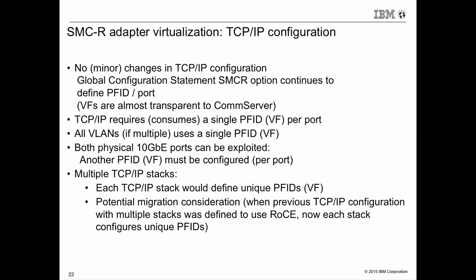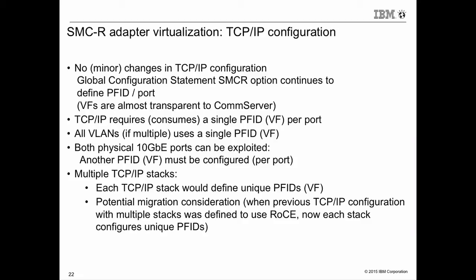Okay, so I think we talked about most things here. VLANs really don't change with this. You can have multiple VLANs use a single PFID, so that's business as usual. You can exploit both ports, as we mentioned, but if you want to do so, you need to allocate a new PFID for each port. So if a single TCP/IP stack were to use both ports, you would have two PFIDs, potentially to the same card, each specifying a different port.